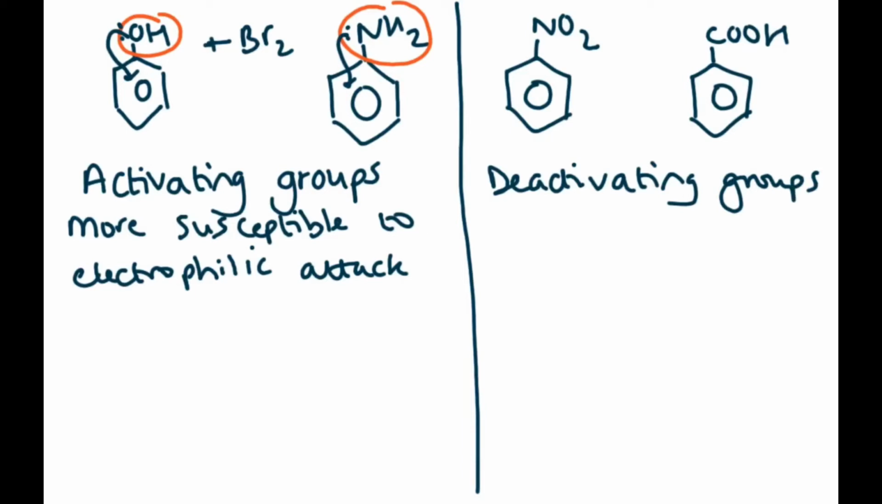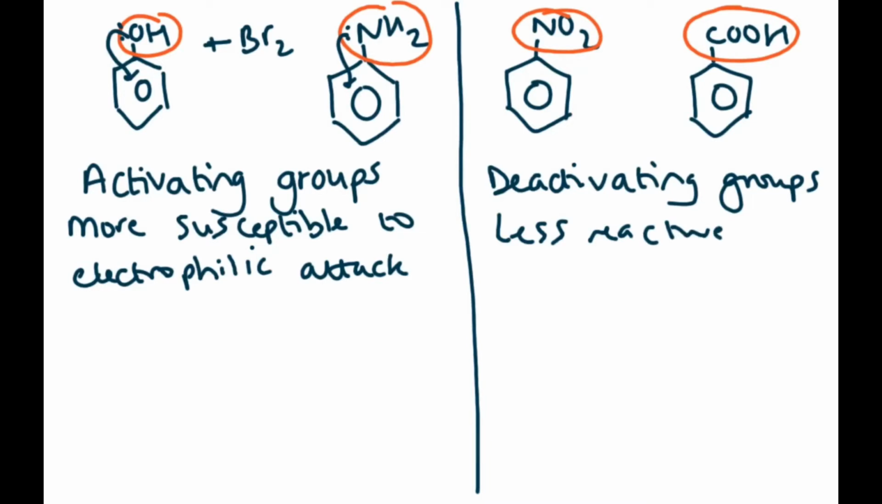Again, you don't need to know why, but it's because they have double bonds. Carboxylic acid has double bonds within it, NO2 has double bonds within it, and it forms a conjugated system with the benzene ring. That's a system of connected p orbitals, and it actually takes some of the pi electron density away from the benzene ring. So they're called deactivating groups. They are not going to react as readily with electrophilic attack, so they are less reactive for electrophilic substitution.